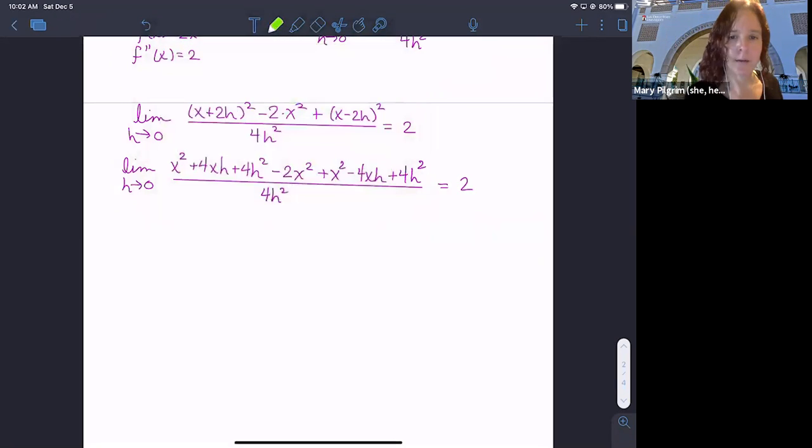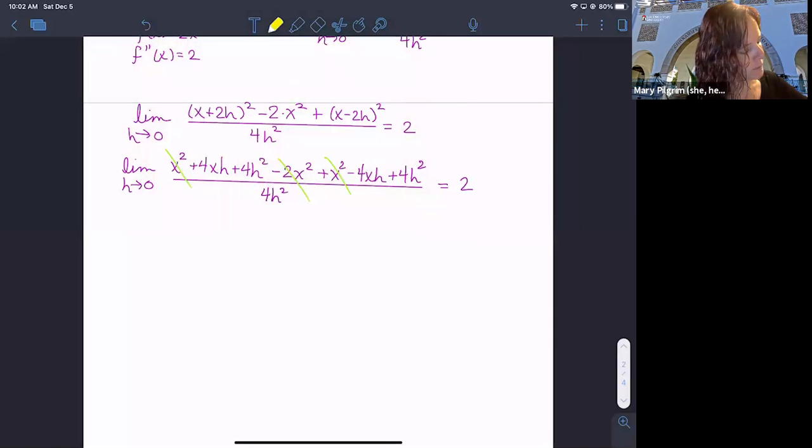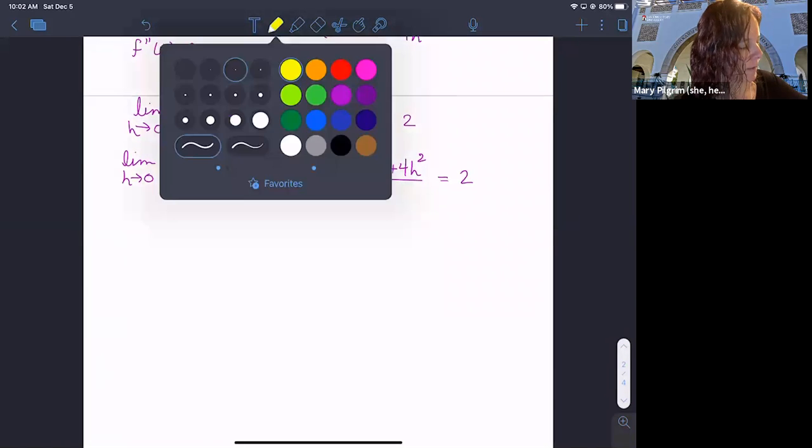So now I'm going to gather up like terms. Notice I've got a 1x squared, another 1x squared, that's going to equal 2x squared, and then I've got this minus 2x squared. So those are all going to cancel because those are like terms. Similarly, I've got a plus 4xh and a minus 4xh. Those are going to cancel. So let's write down what we've got here.